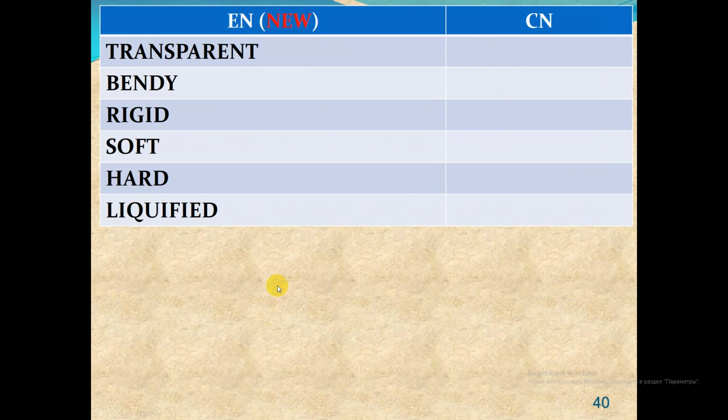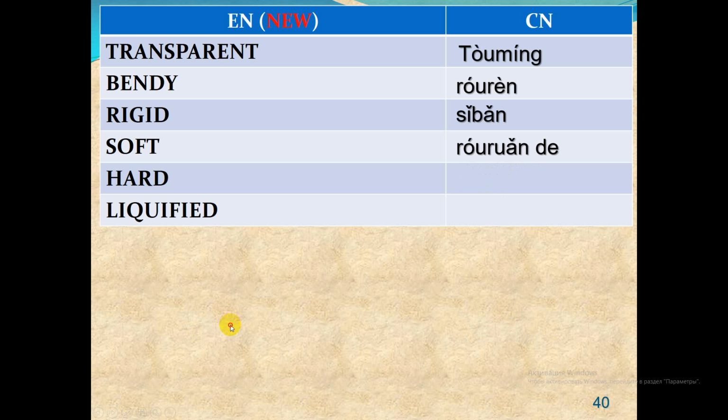And the next: transparent, bendy, rigid, soft, hard, liquefied.